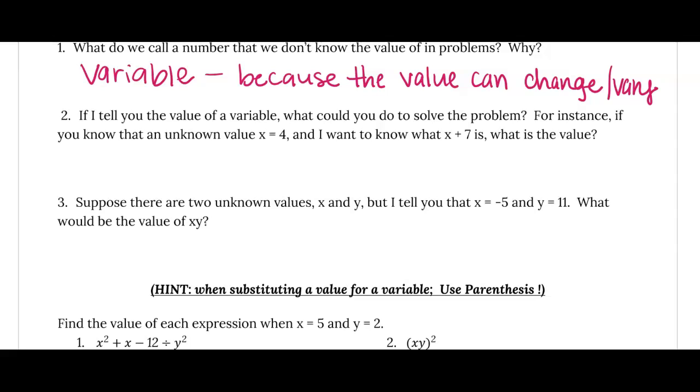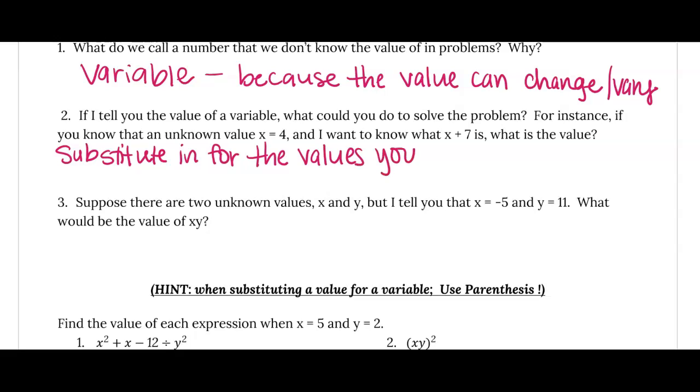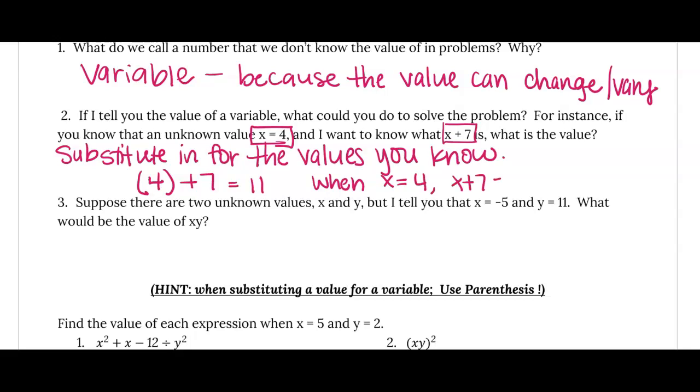For instance, if you know that an unknown value x equals 4, and I want to know what x plus 7 is, what is the value? So all you're going to do is you're going to substitute in for the values you know. So if I know that x is equal to 4, and my expression is x plus 7, I'm going to use parentheses around the 4 to then add it to 7, which will give me 11. So when x equals 4, x plus 7 equals 11.